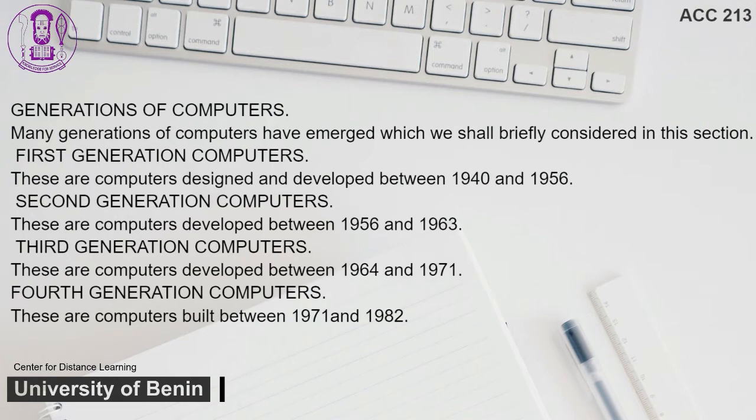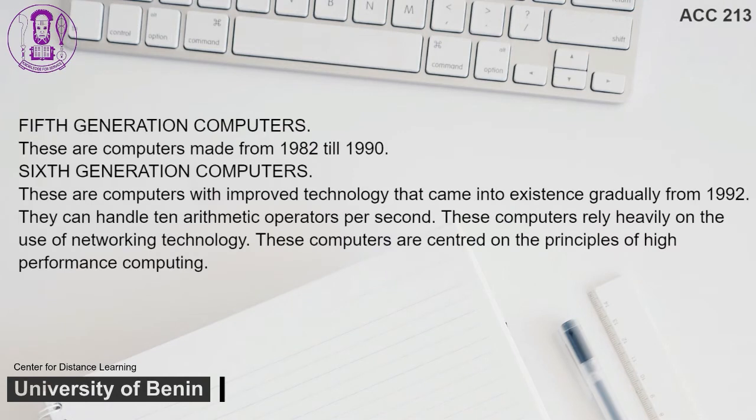Fourth generation computers. These are computers built between 1971 and 1982. Fifth generation computers. These are computers made from 1982 till 1990. Sixth generation computers. These are computers with improved technology that came into existence gradually from 1992.